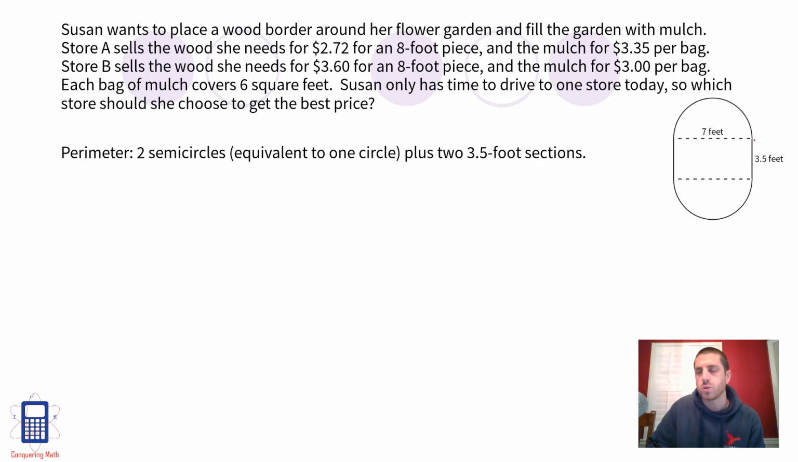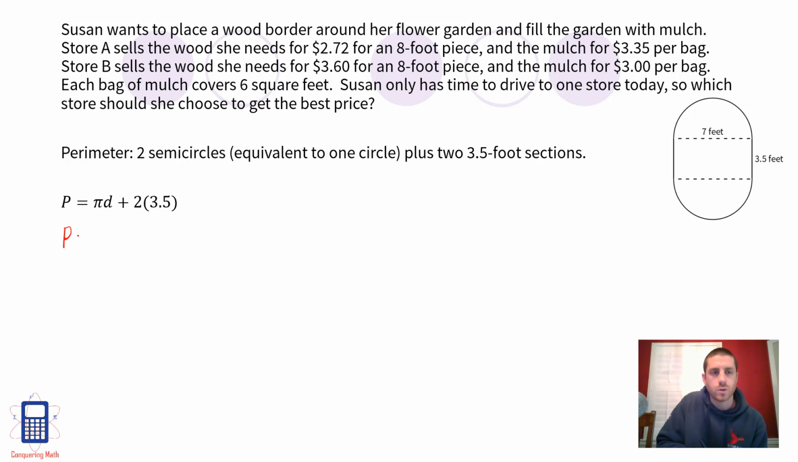And then we've got these 2 3.5-foot sections here from the rectangle. You'll notice that the dotted line, which is both one side of the rectangle and also the diameter of the semicircles, that's inside, so we won't count that. So for the perimeter, we'll have pi times d, that's one of the ways that you can find the circumference of a circle, plus 2 times 3.5 feet, because we have these 2 3.5-foot sections here. So we can go ahead and fill that in.